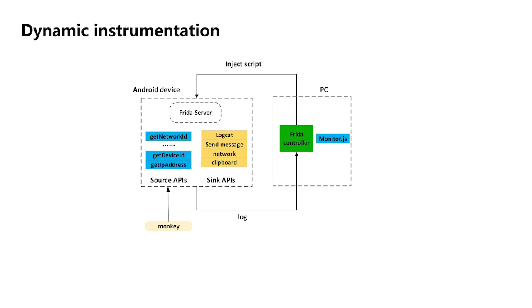Next section is dynamic instrumentation. We use a tool named Frida to perform dynamic instrumentation. It's composed of an Android device and a PC-side controller. The device is installed with Frida server, and the PC-side controller is implemented as some scripts in JavaScript, which are injected into the Android device. We use Monkey to simulate the user's operations on the app. During the app's execution, the scripts will record the running log for the later analysis.